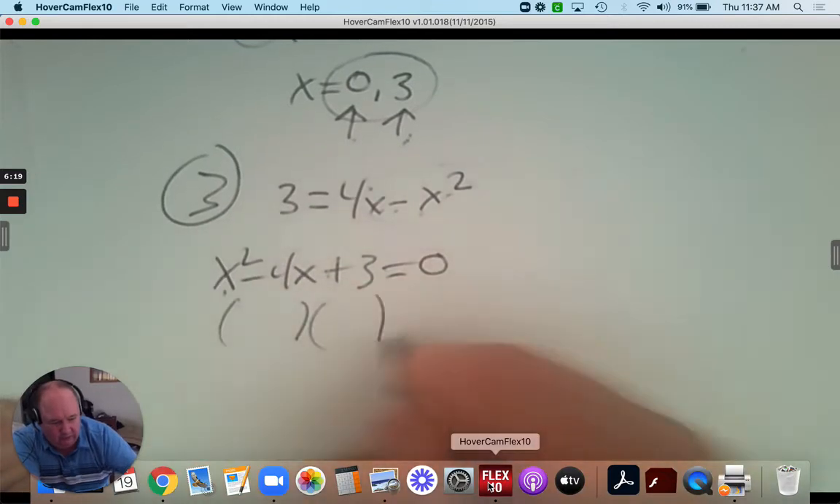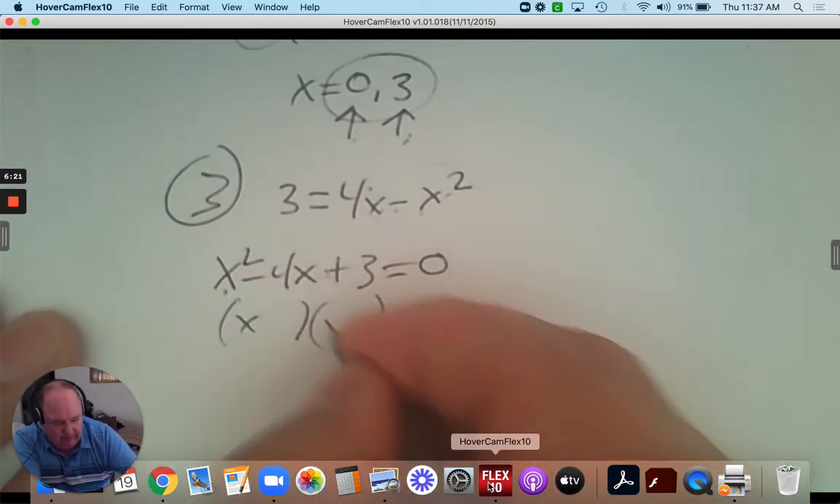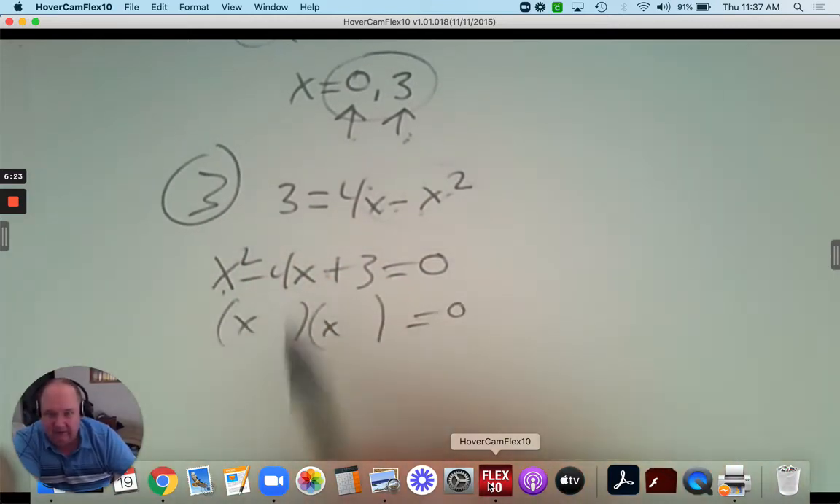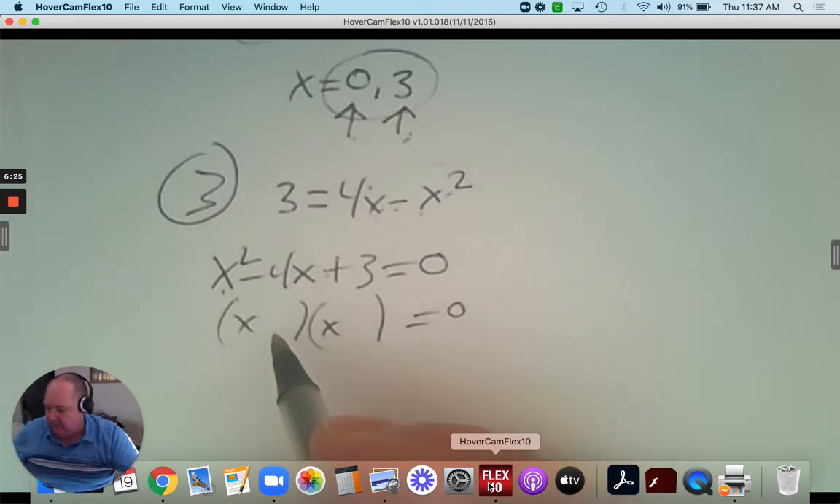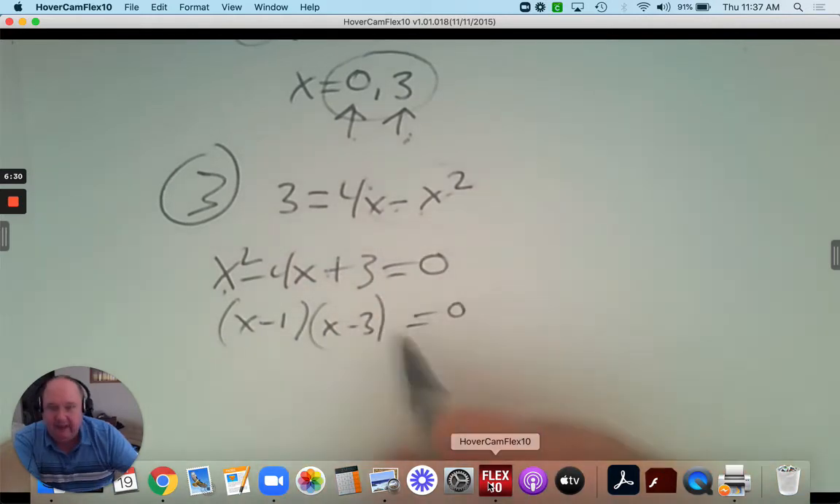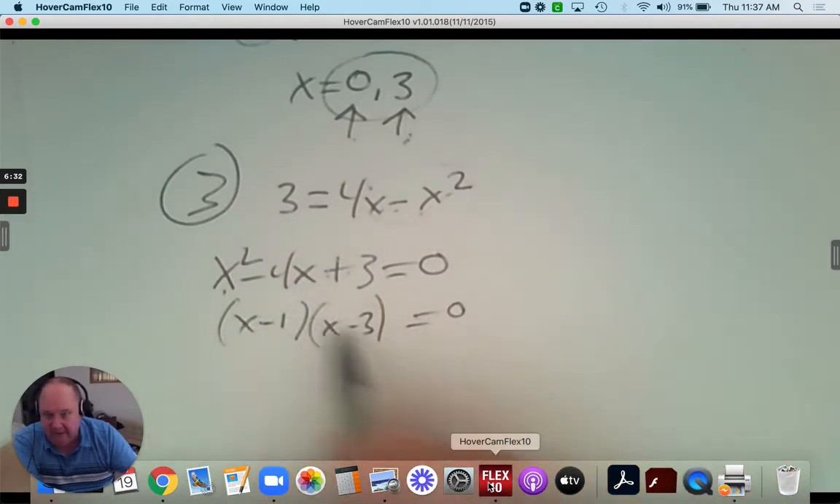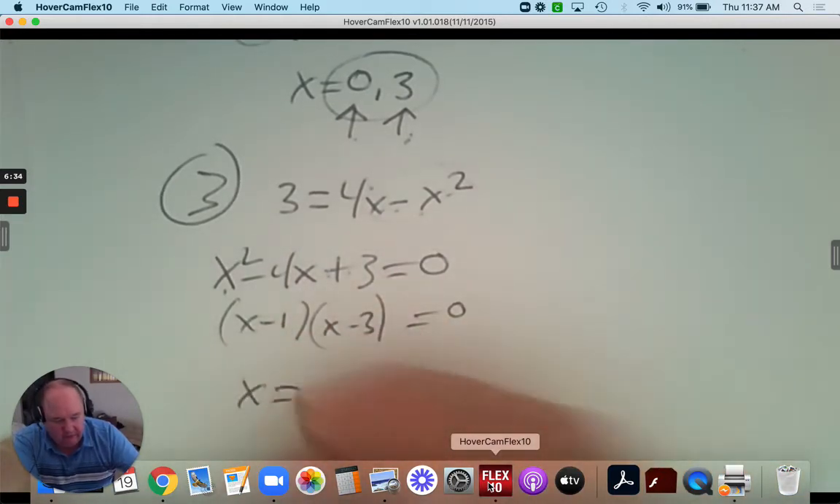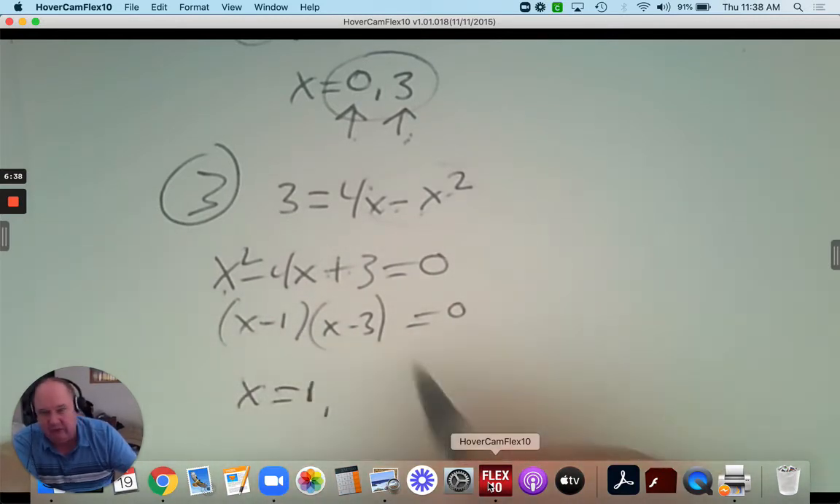So the two numbers that multiply, and it's easy. So don't make this like really a long question. The two numbers that multiply to 3 and add to -4 are -1 and -3. They multiply to 3, they add to -4. So what are my solutions? From x subtract 1, the solution is +1, x subtract 3, +3.